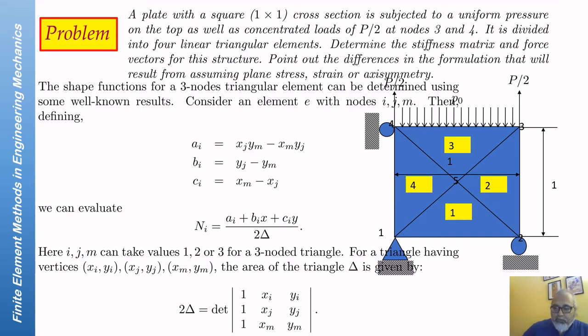Now let us do a small problem with constant strain triangles. So we have this square domain, which for simplicity we have taken to have dimensions 1 cross 1. One side of the domain is subjected to distributed traction of magnitude P naught, and concentrated loads of P by 2, P by 2 are applied at these two corners.